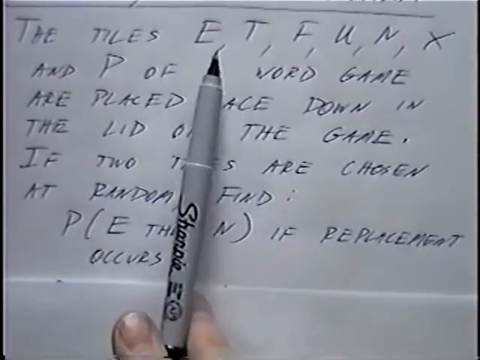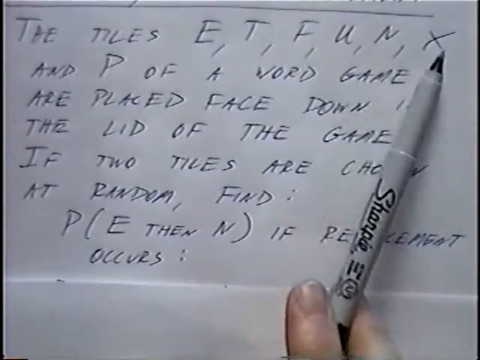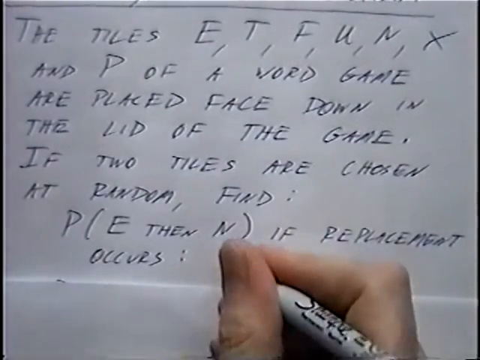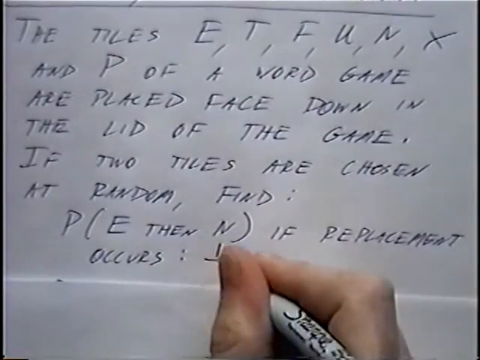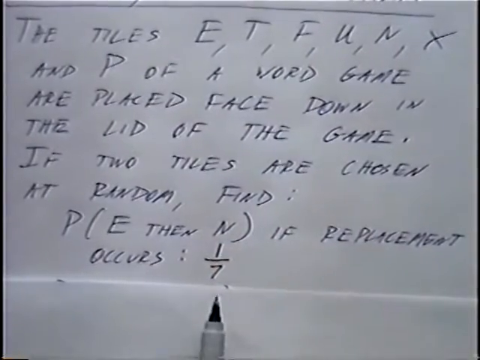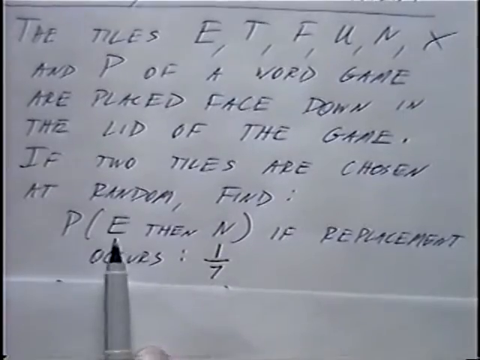Looking at the letters given, we have E, T, F, U, N, X, and P. There is a single E over 7 total tiles. So we have a probability of 1 over 7 for drawing an E.